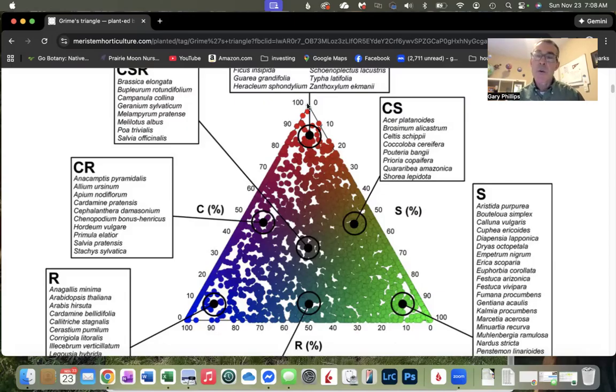This is the C corner, competitor, meaning how aggressive is the plant relative to the other ones near it. This is what really got me interested because I was concerned about which plants are aggressive, are going to take over my garden and cause more maintenance for me. So this is what got me interested to learn more about this triangle.